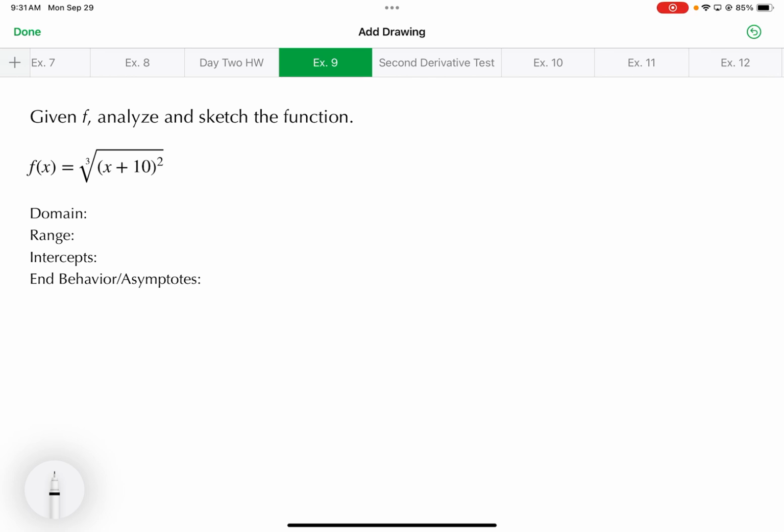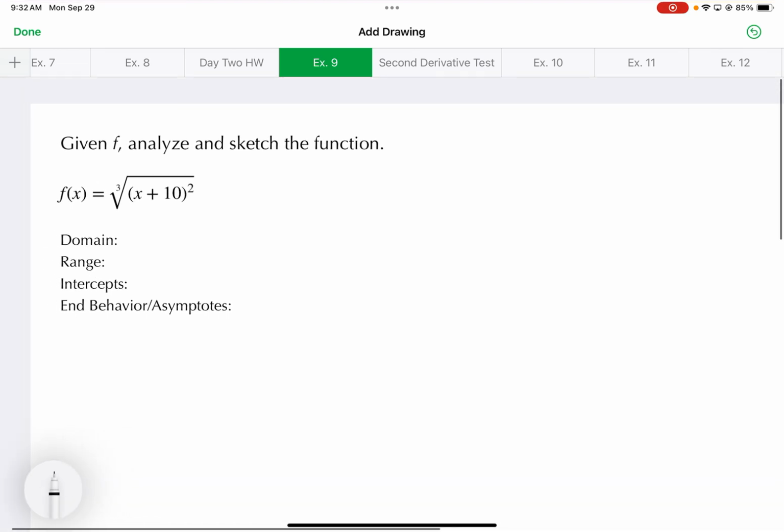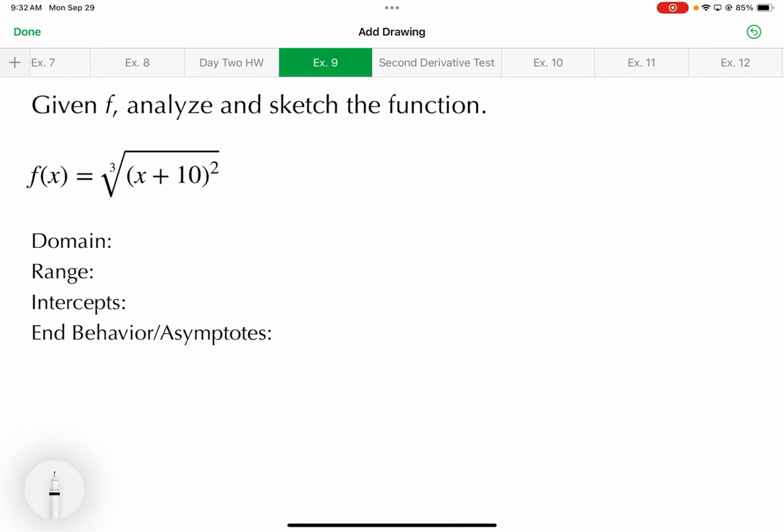Okay, so given our function we want to analyze and sketch, it's a little different because now it's more involved than just a polynomial. First things first, we want to find our domain. We would have to look at dividing by 0 or taking the square root of any negative numbers. Is that a possibility in our function? Now we're taking the cubed root, and I can take the cubed root of a negative number. That's no problem. But even still, I'm squaring everything anyway. So my domain is going to be all real numbers.